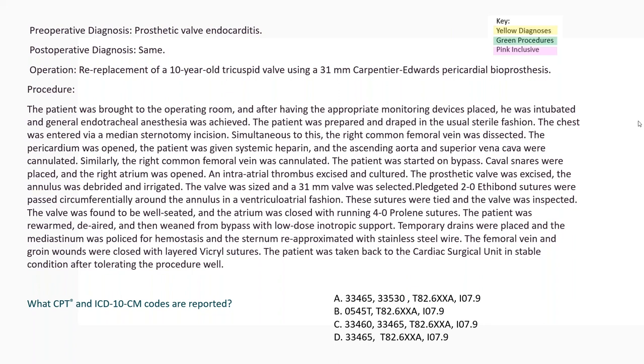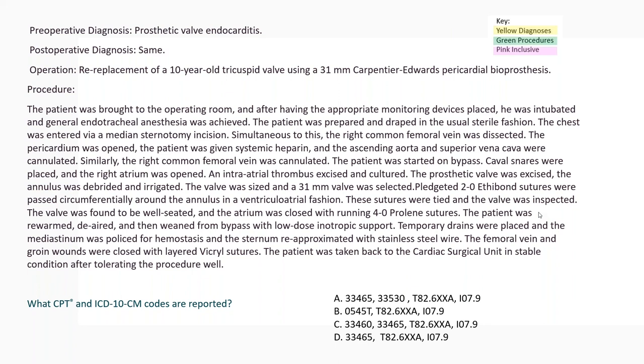Simultaneous to this, the right common femoral vein was dissected. The pericardium was opened, the patient was given systemic heparin, and the ascending aorta and superior vena cava were cannulated. Similarly, the right common femoral vein was cannulated. The patient was started on bypass. Caval snares were placed and the right atrium was opened. An intraatrial thrombus excised and cultured. The prosthetic valve was excised. The annulus was debrided and irrigated.